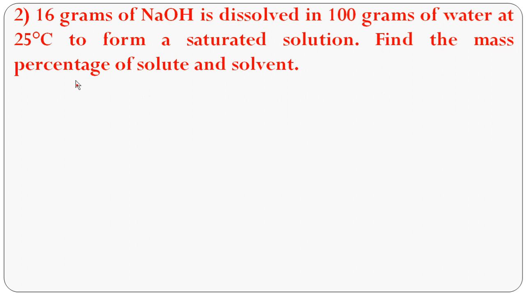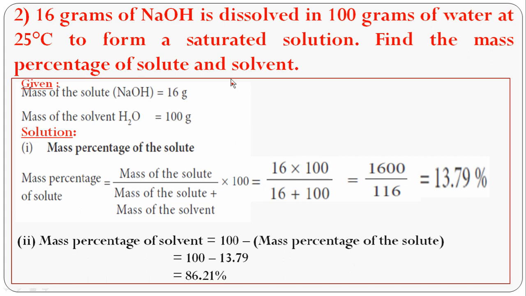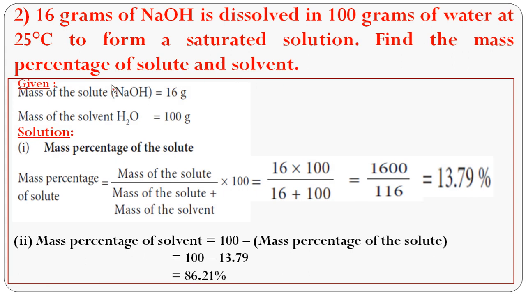Now, come to the next question. 16 gram of NaOH is dissolved in 100 gram of water at 25 degrees Celsius to form a saturated solution. Find the mass percentage of solute and solvent. What is given means the solute, NaOH, is the solute. The solvent, that is water, 100 gram of water is given. And what is asking? Find the mass percentage of solute and solvent.